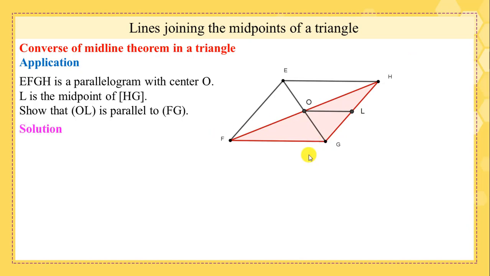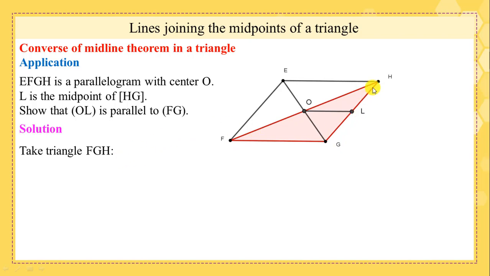Solution. Of course, we have to use the converse of midline theorem in order to solve this application. So we have to search for the convenient triangle. OL and FG are in triangle FHG. In order to apply the converse of midline theorem, we need two midpoints, the midpoint of the first side and the midpoint of the second side. So first we take triangle FGH.